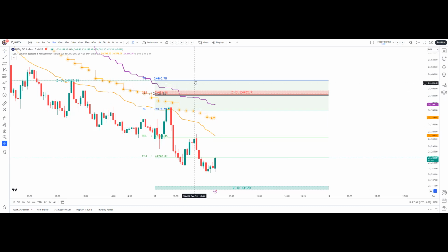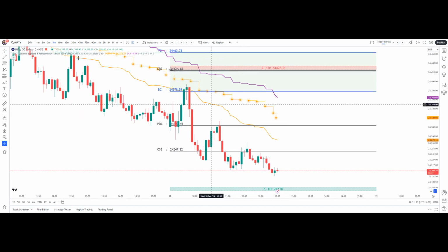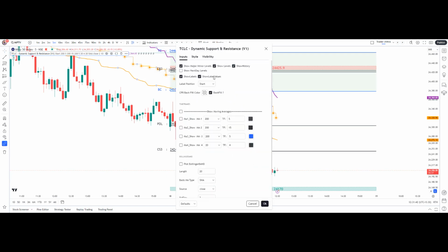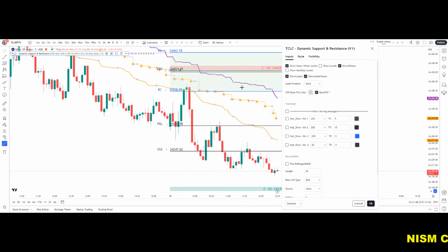In that CPR, I have added the dynamic support and resistance levels: this yellow line, this yellow diamond line and this purple line. I will show that in the settings. We can see the settings of this indicator, TCLC dynamic support and resistance level. Once you click on settings, we can see show major minor levels and show levels. Once you uncheck show levels, we cannot see the levels which are written here.